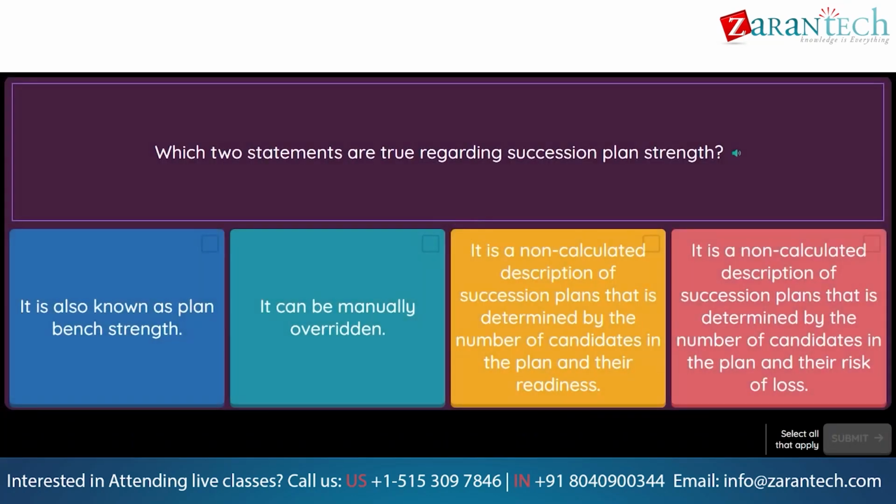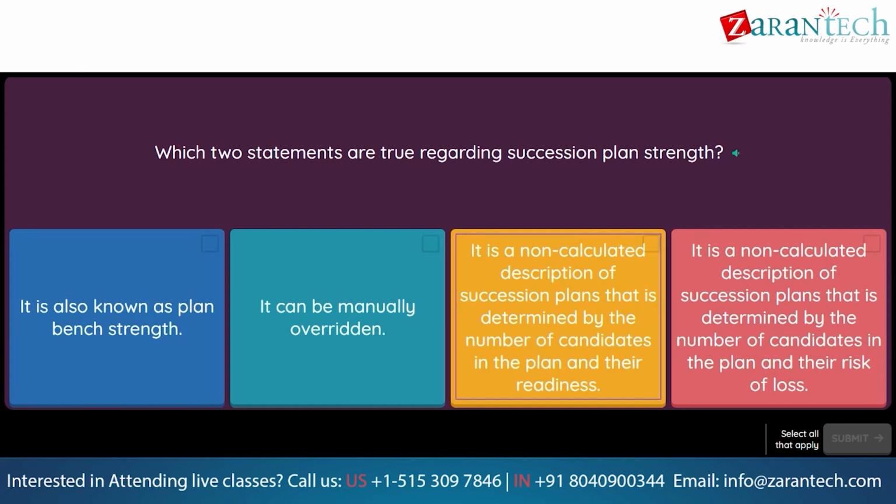Question: Which 2 statements are true regarding succession plan strength? Option 1. It is also known as plan bench strength. Option 2. It can be manually overwritten. Option 3. It is a non-calculated description of succession plans that is determined by the number of candidates in the plan and their readiness. Option 4. It is a non-calculated description of succession plans that is determined by the number of candidates in the plan and their risk of loss.